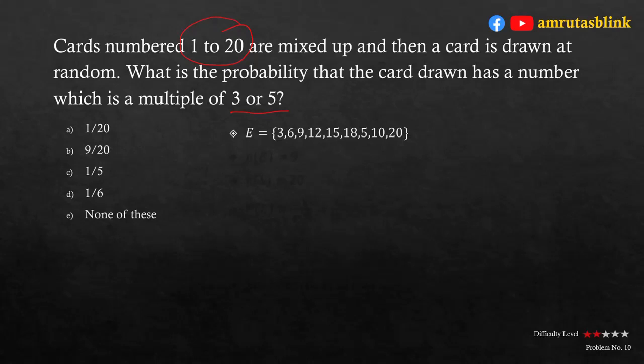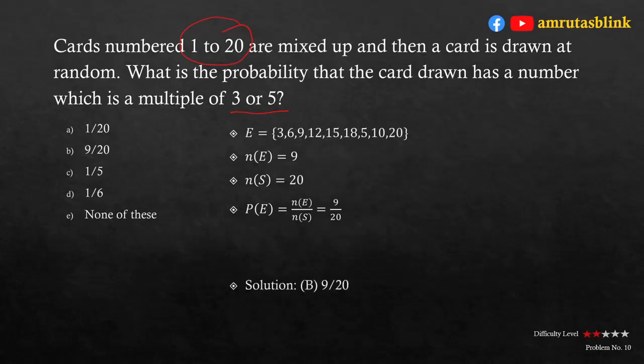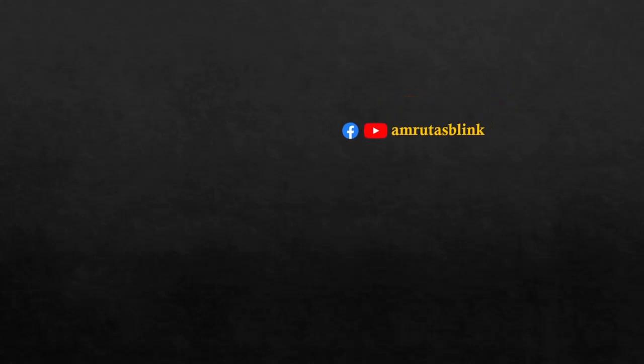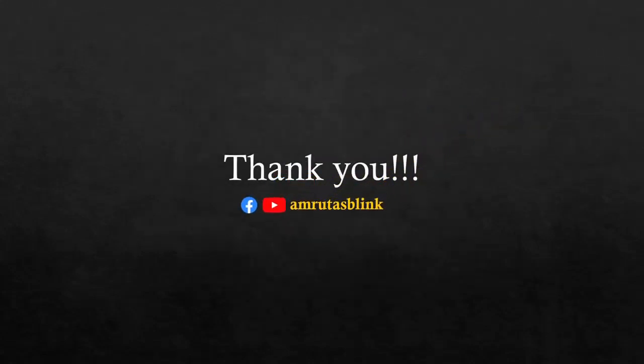So how many possible outcomes are there? N of E is equal to 9. N of S is 20 as we have already discussed, and hence the probability of this event is N of E upon N of S, that is 9 upon 20, which is answer option B. So in this video we have discussed 10 problems covering basics of probability. In the next video we will come up with new chapters and more practice problems. Thank you.